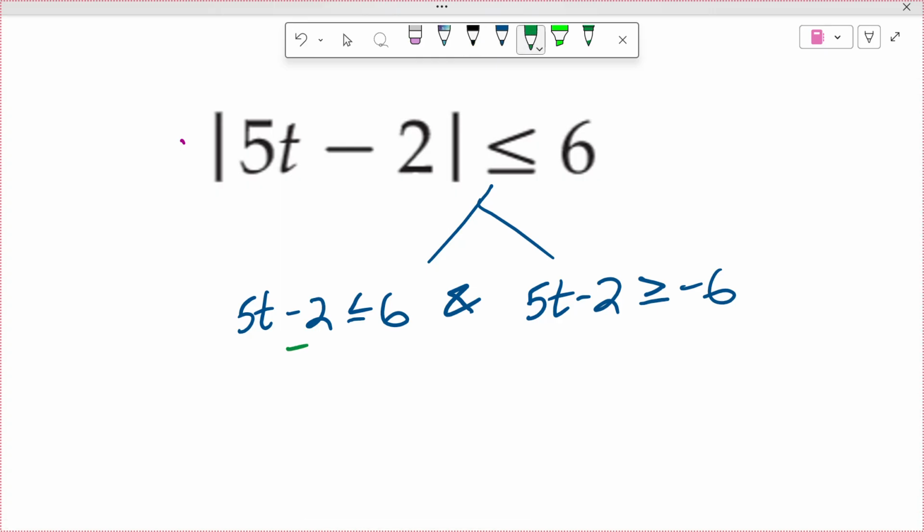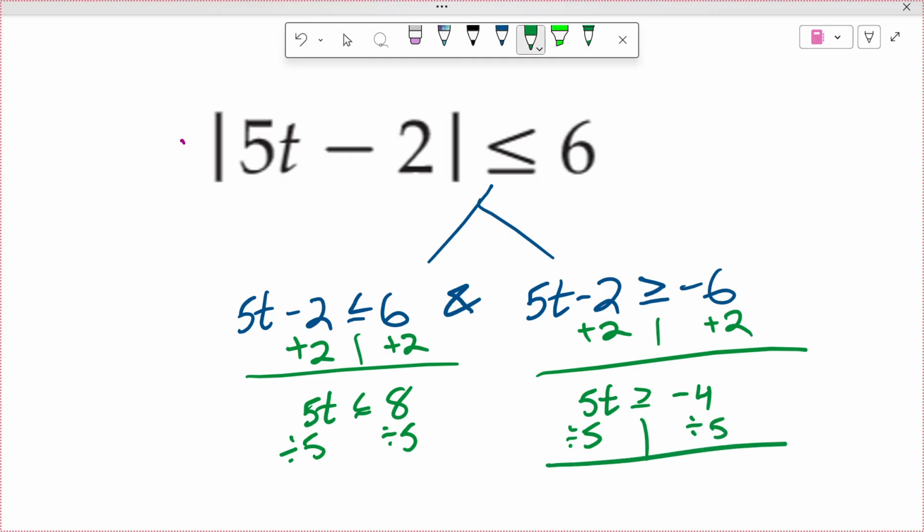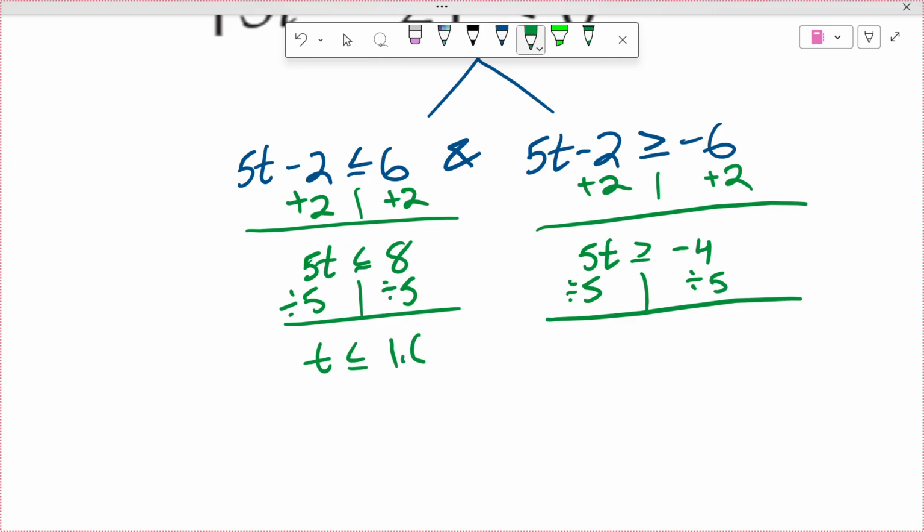Okay, from here, I'm solving. Add 2. I have 5t greater than or equal to -4. Over here, I have 5t less than or equal to 8. Divide by 5. Wish I had better handwriting. Over here, I have t is less than or equal to 8 divided by 5, which is 1.6. Over here, I have t greater than or equal to -4 divided by 5, which is -0.8.